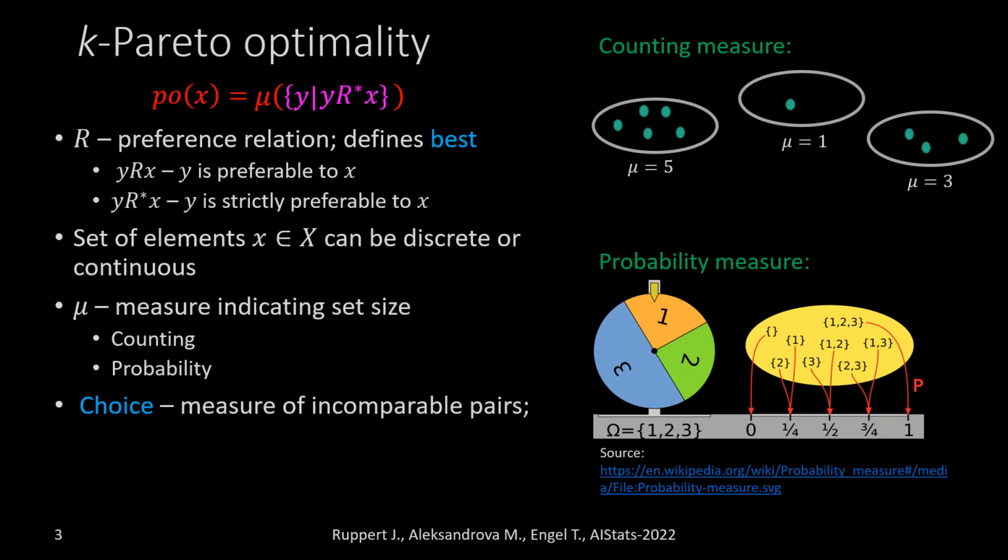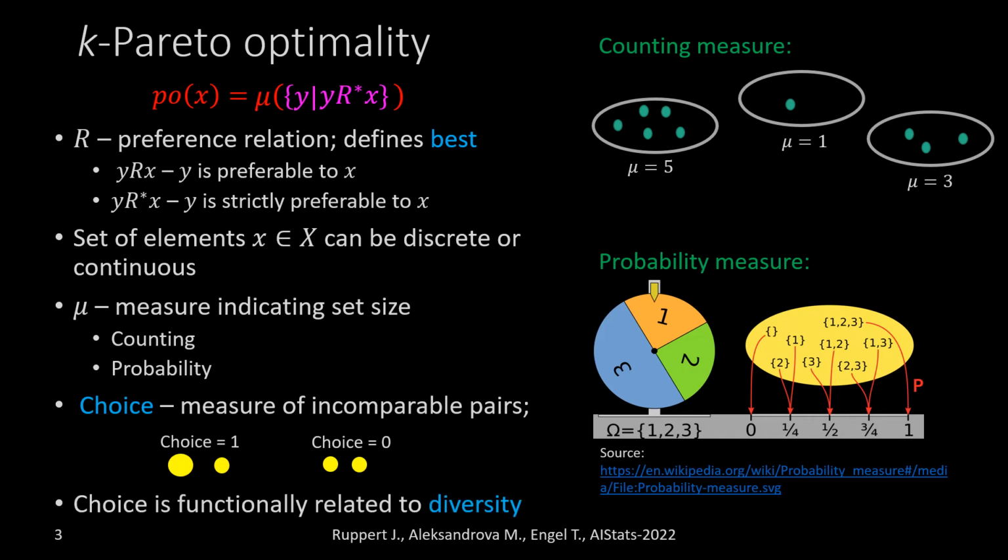Formally, the choice is defined as a measure of incomparable or equally preferable pairs of elements in a subset. For example, for counting measure, choice in this set is equal to 1, and in this set it is equal to 0. In our paper, we also show that choice is functionally related to diversity.